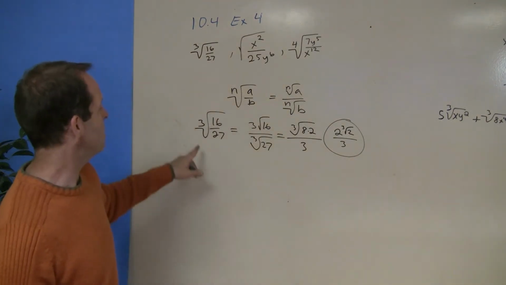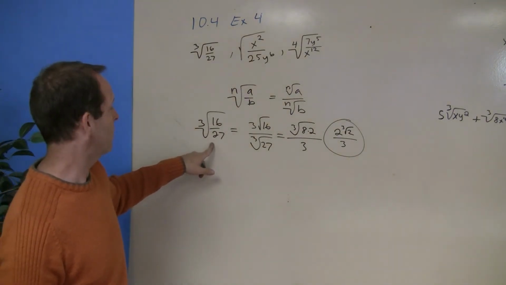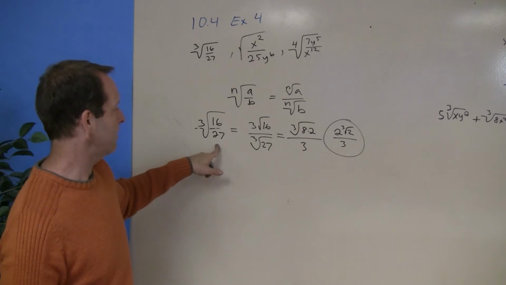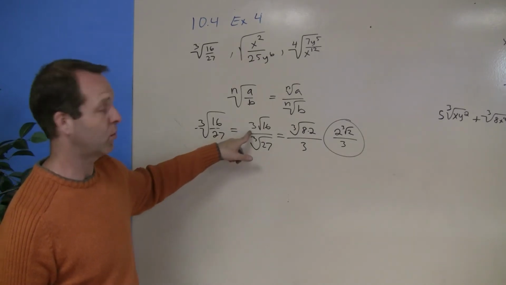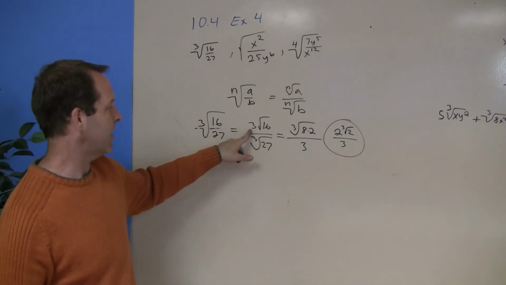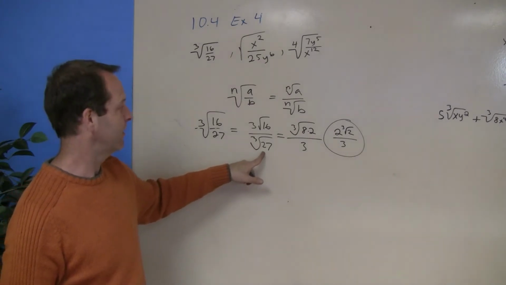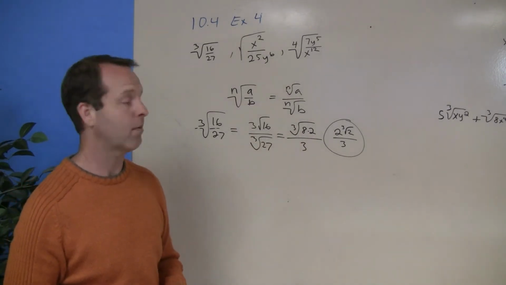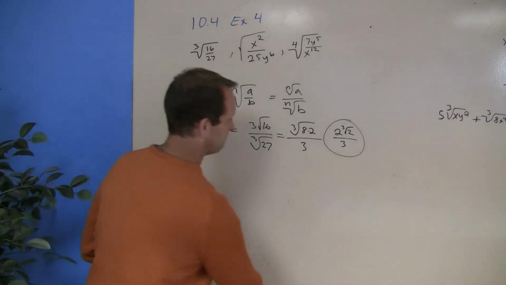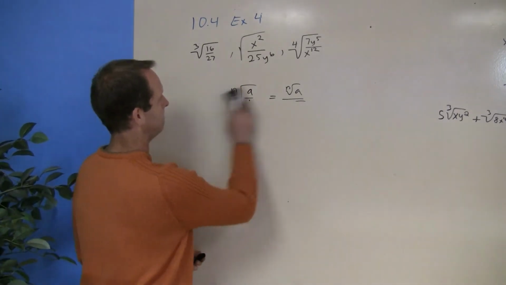So my final solution then on how I was able to do this problem, the cube root of 16 over 27, I broke them up by using the quotient rule, made it a cube root of 16 over the cube root of 27, and then just worked through and reduced the problem as I continued on. Let's look at another one.